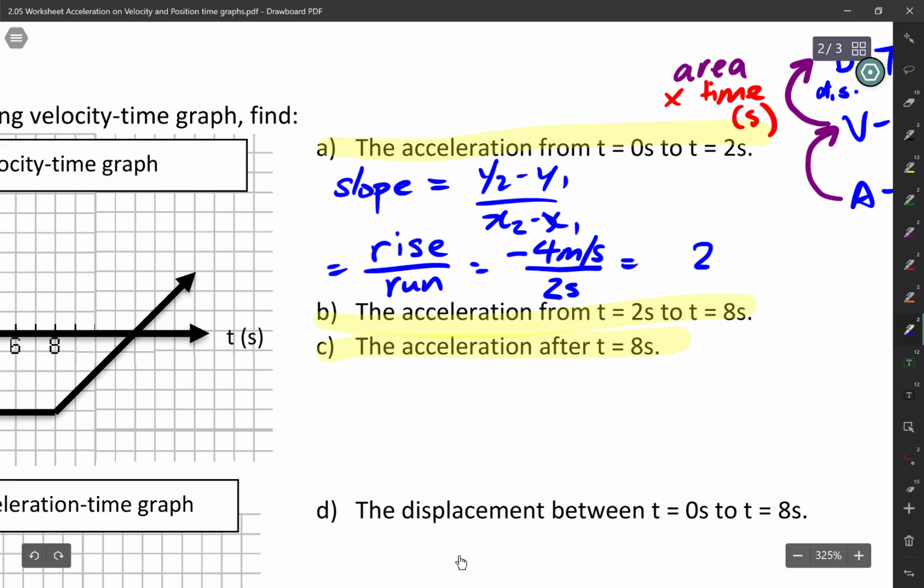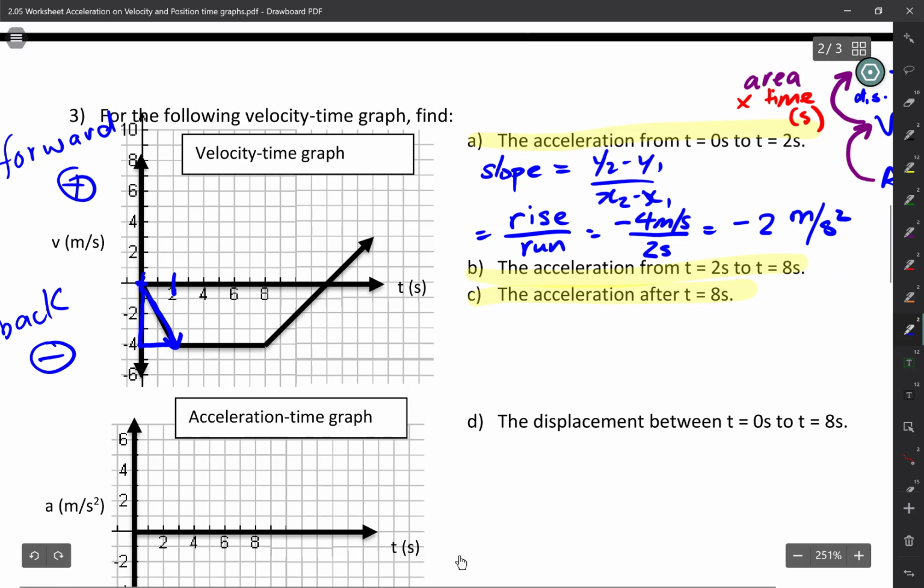Don't forget your negative sign. Meters per second divided by seconds is going to give you meters per second squared, which are the units of acceleration. Okay, so that is number 1, A.